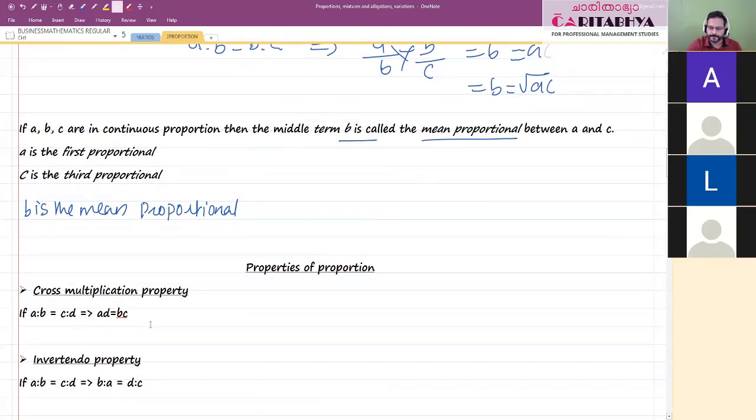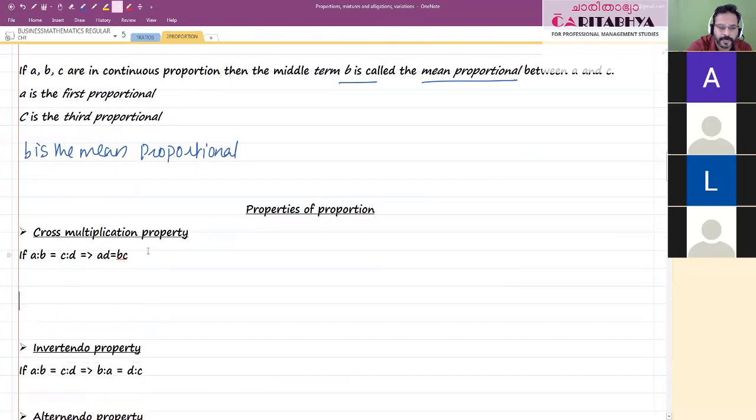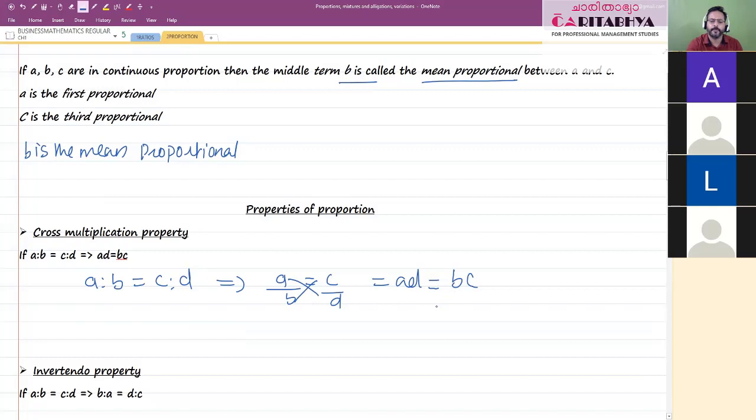Properties of proportion, very important. From here we can get a question on proportion. First one, the cross multiplication property. A is to B equal to C is to D. That implies, as we already discussed, A by B equal to C by D. Cross multiplying, AD equal to BC. This is product of extremes will be equal to product of means, as we already said. So this is called the cross multiplication property.